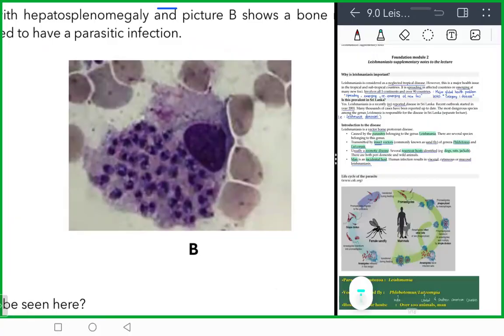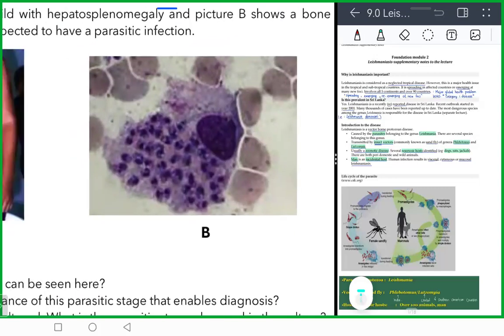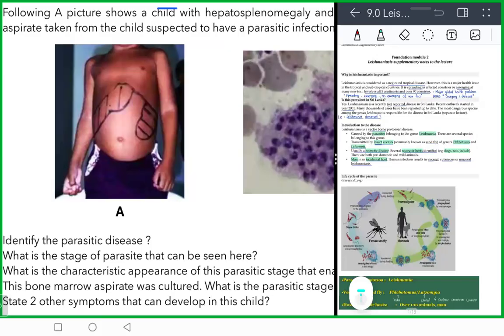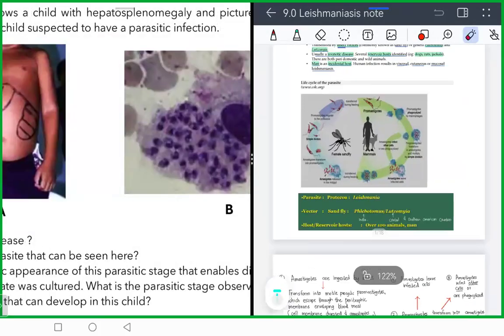you can see it's a macrophage, and it has amastigotes which have a line and dot appearance. So it strongly suggests this is leishmaniasis, and from this clinical picture we can find out it is visceral leishmaniasis. So I can quickly go through this life cycle.